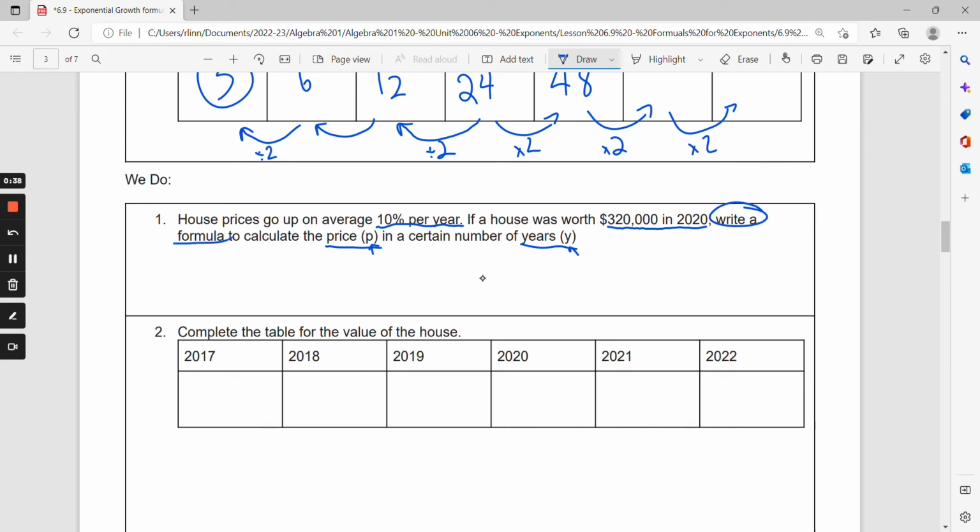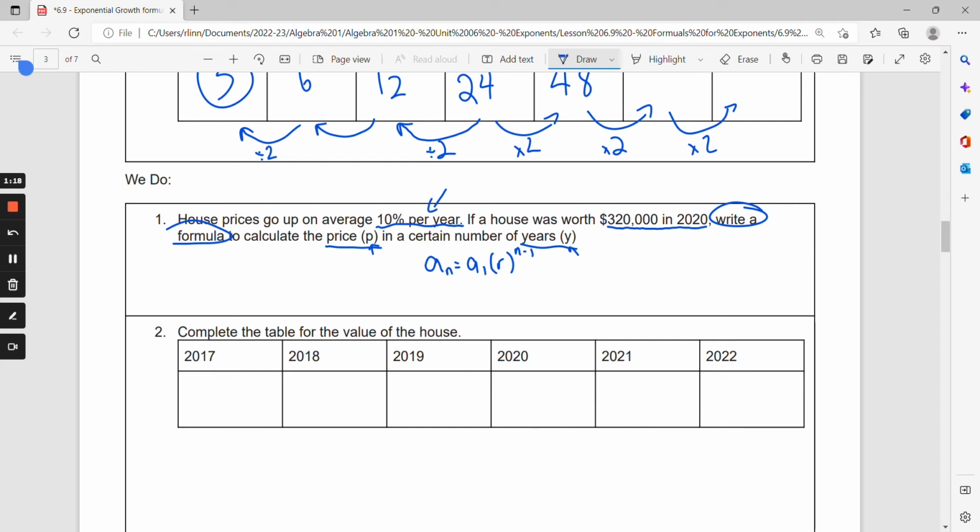Our problem is saying we need to write a formula. Now, since it is changing by a certain amount each year, and it's changing by a percent each year, I know that I'm not going to be adding something. I'm going to be multiplying something by 320,000. So let's go ahead and use our geometric sequence formula, and we can substitute in order to find out what our formula is. So a sub n is equal to a sub 1 times our constant rate of change raised to the n minus 1.